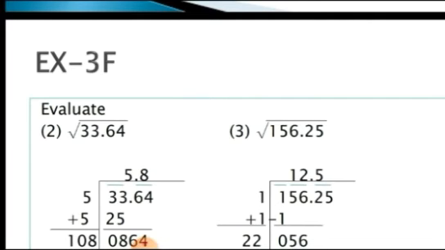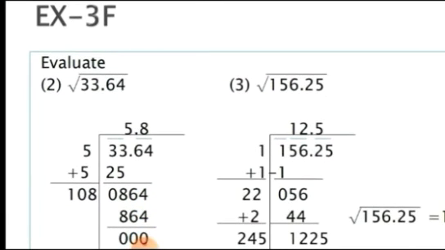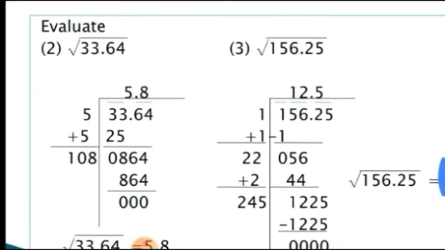Here, find the square root of 33.64. First, you make the pair after the decimal and before the decimal. One pair is given. Then the process is the same. Here 5 times, then 64 bring down. Then 8 times. That means your quotient is 5.8, or the square root of 33.64 equals 5.8.